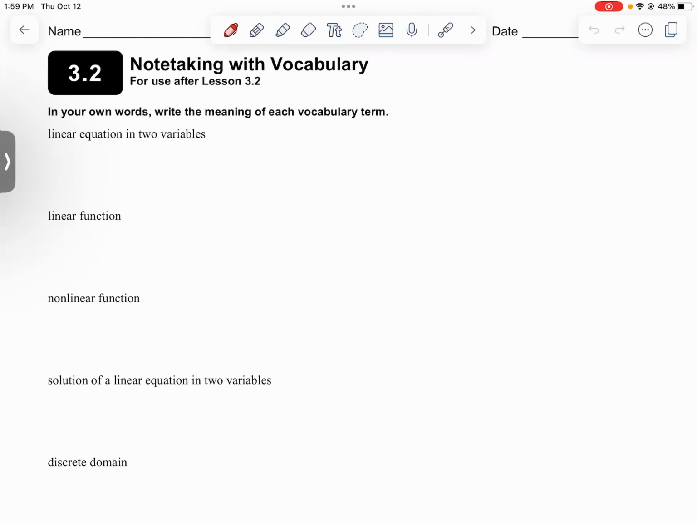Okay. So today's goal is for us to be able to tell the difference between a linear and a non-linear function. Linear. What does that make you think of? A line. Very nice.